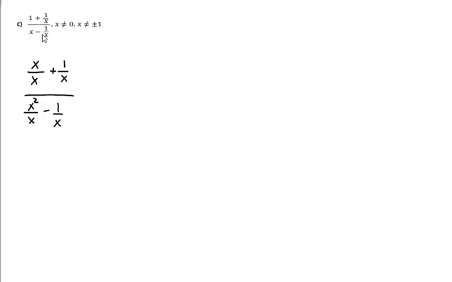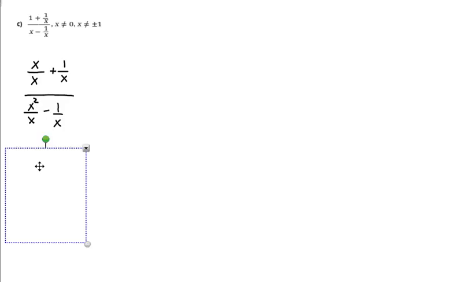So first thing we have to do is find a common denominator. In the numerator, we have an x in the denominator here, but we don't have it over here. What we need to do is multiply 1 by x over x, which would give us x over x plus 1 over x. In the denominator, we also need a denominator in this term of x. So we multiply this by x over x to give us x squared over x minus 1 over x.